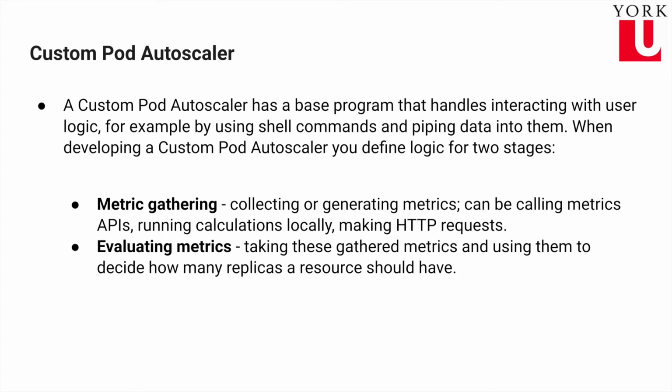It queries those resources, collects that data, and then passes this data as part of the return statement of the function. As soon as the metric gathering function returns those values, we have the second function, which is the evaluating metric function. It will receive this blob of data, and based on that, we can code our own algorithm, and that algorithm will return to the custom pod autoscaler the number of replicas we want.